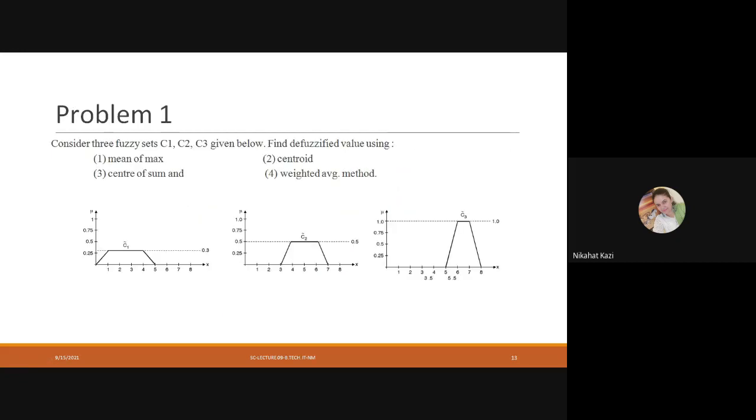So first problem we'll solve. These are the fuzzy sets which are given to you. You have to apply these methods which are given.